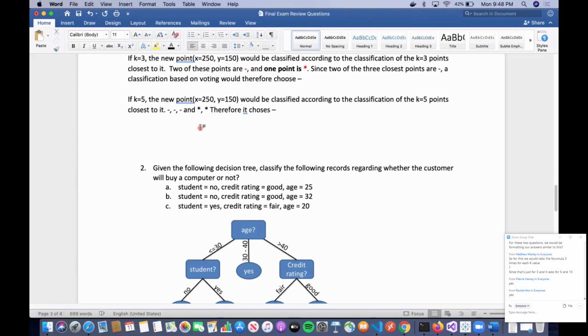So that's basically it. And then when you have your K set to 10, what's going to happen? You do that and you make your conclusion.